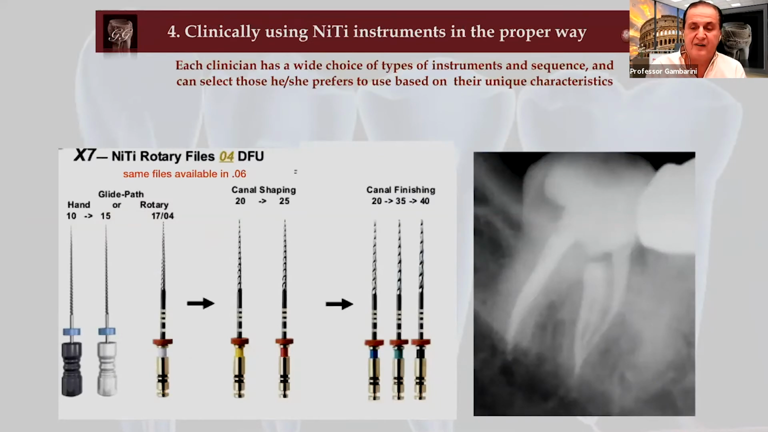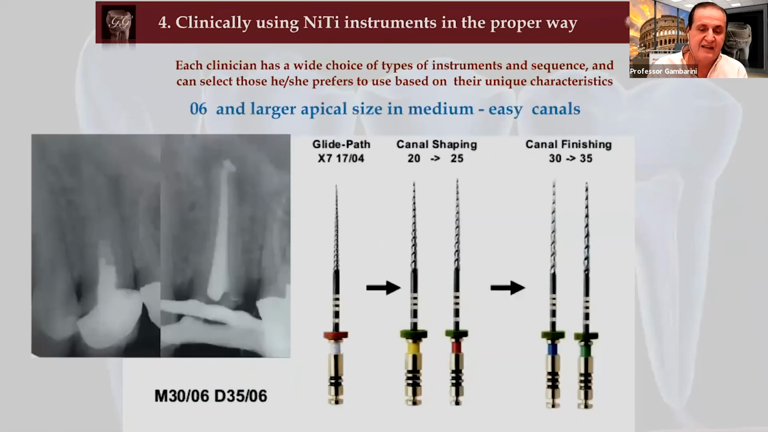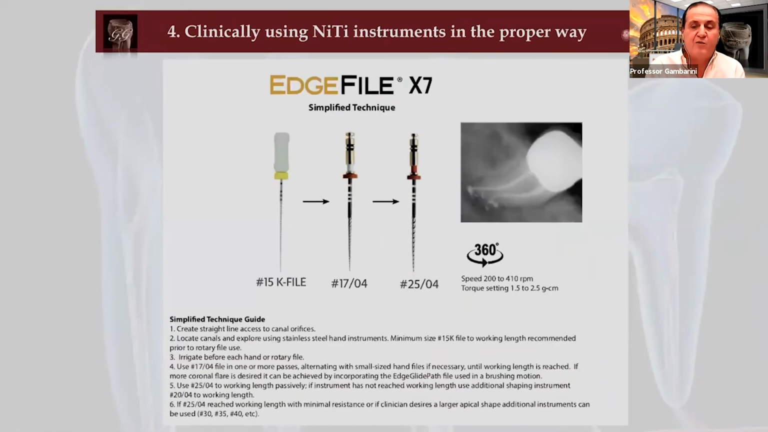Some dentists prefer to use 04 and prefer to use them in a traditional way. Some dentists use a technique mixing 04 and 06. Sometimes some dentists prefer the 06 and also want to finish the apical size with a bigger size, 30 and 35. But what I'm suggesting today is what I'm doing in my practice. I like to use them in this way, a simplified technique, because I like to do things simple. So this is the simplified technique with actually 2 files and 1 manual file.